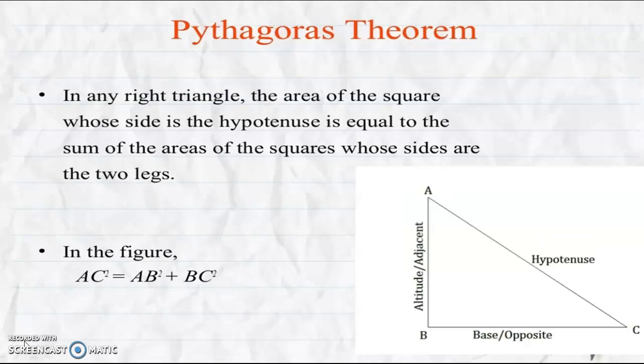As all of you know, whenever we are working on trigonometry, many times we use the Pythagoras formula. So here I am just explaining the Pythagoras theorem. In any right triangle, the area of the square whose side is the hypotenuse is equal to the sum of the areas of the squares whose sides are the two legs. As in this figure, AC square will be equal to AB square plus BC square.